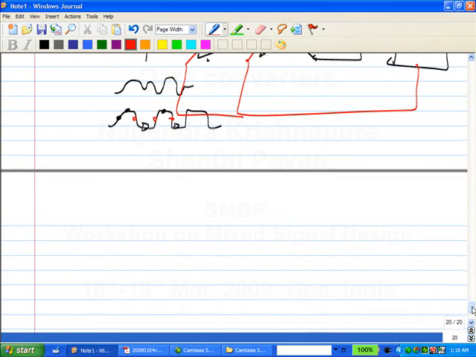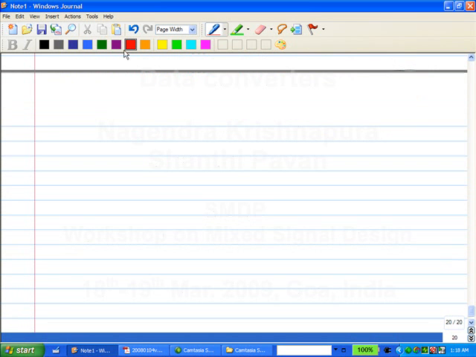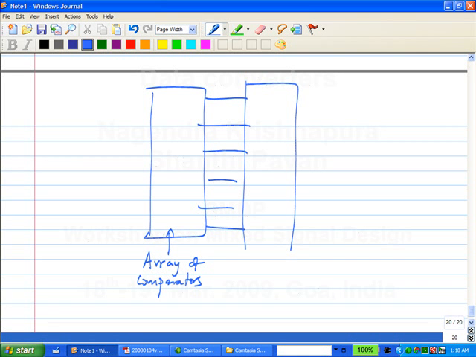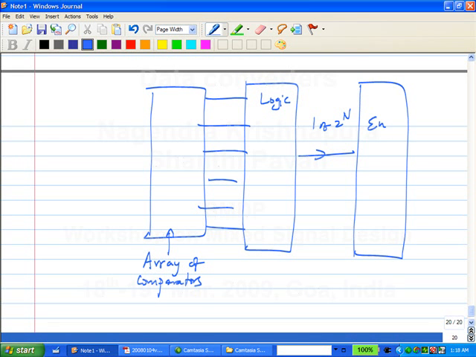Okay. All right. So let me just quickly summarize in a couple of minutes. Basically, what we have is an array of comparators, right? And what kind of code will the array of comparators put out? It will put out a thermometer code. Then you need some logic, and this puts out a 1 of 2 to the n code. And then you have an encoder which puts out the n-bit word. So this is the block diagram of a flash ADC that we have discussed so far.